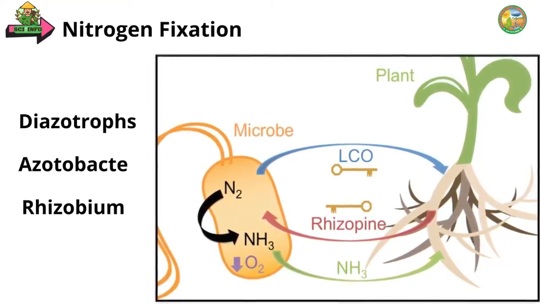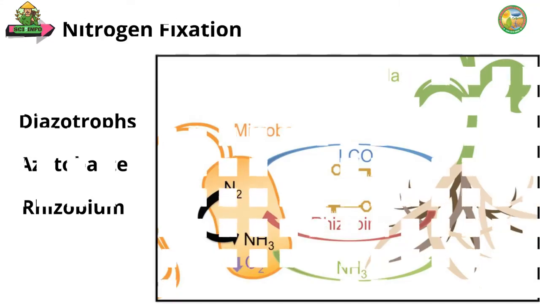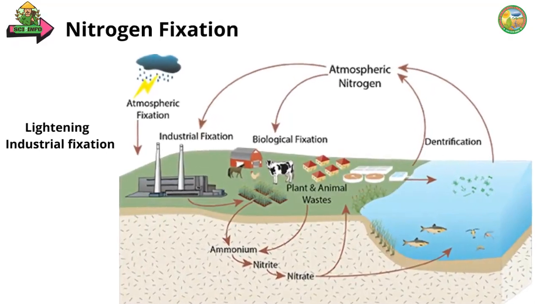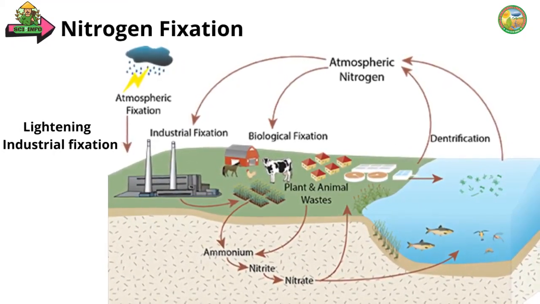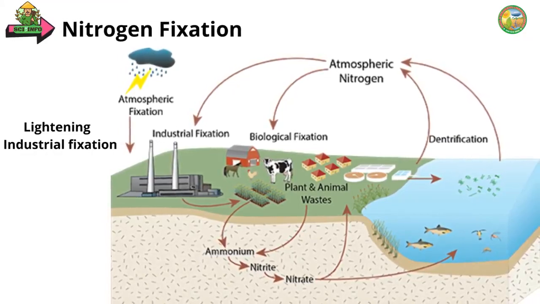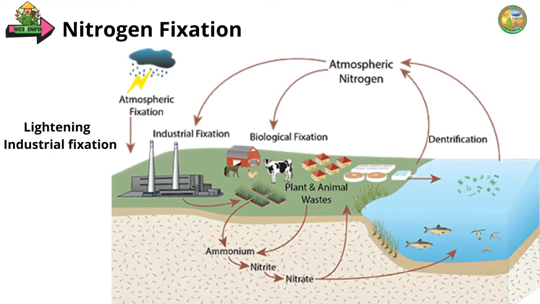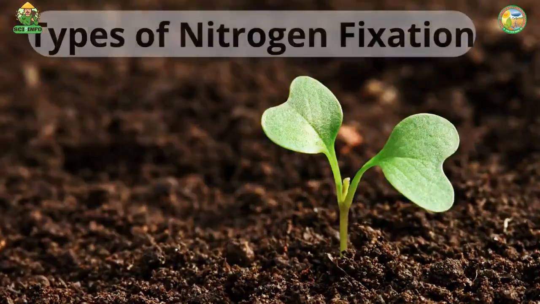Azotobacter and rhizobium also have a major role in this process. These bacteria contain a nitrogenase enzyme which has the capability to combine gaseous nitrogen with hydrogen to form ammonia. Nitrogen fixation can occur either by atmospheric fixation, which involves lightning, or industrial fixation by manufacturing ammonia under high temperature and pressure conditions. This can also be fixed through man-made processes, primarily industrial processes that create ammonia and nitrogen-rich fertilizers.